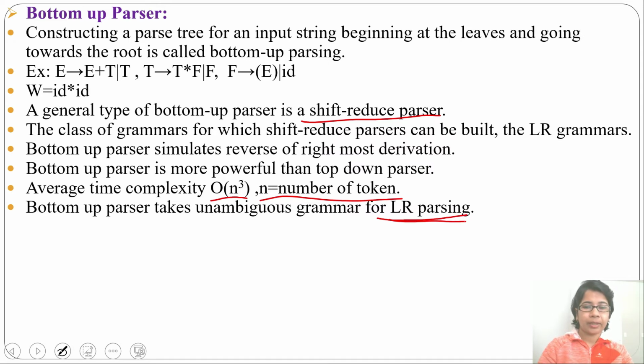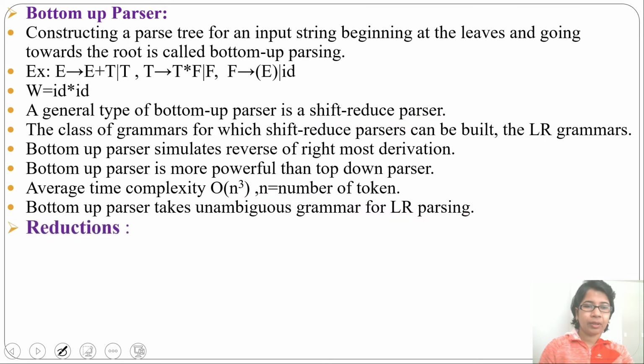Like top-down parsing. Top-down parsing is of two types: one with backtracking, another without backtracking. With backtracking is brute force technique or recursive descent parser. There we can use ambiguous grammar or left recursive grammar or common prefix grammar. But in case of LL(1), we cannot use ambiguous grammar or left recursive or any common prefix grammar. So in the same way for LR parsing, the grammar should be unambiguous. For shift reduce parsing, the grammar can be ambiguous. Shift reduce parser is a general type of bottom-up parser.